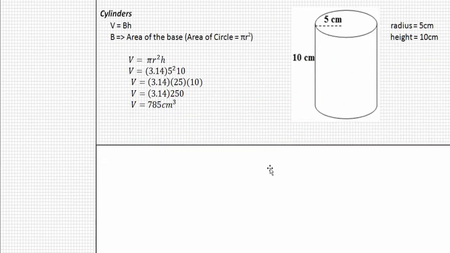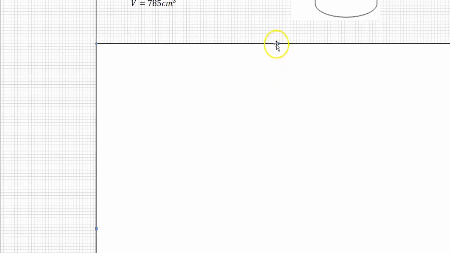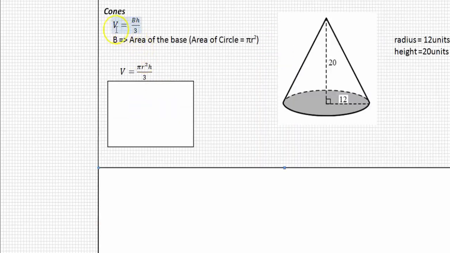All right, let's move on to, pause the video if you need to copy that down, but we're going to move on to cones. Again, we see the generic formula here of base times height, but it is also divided by 3. The volume of a cone is 1/3 that of a cylinder. You might remember that from our experiments last year, if you were in my class.